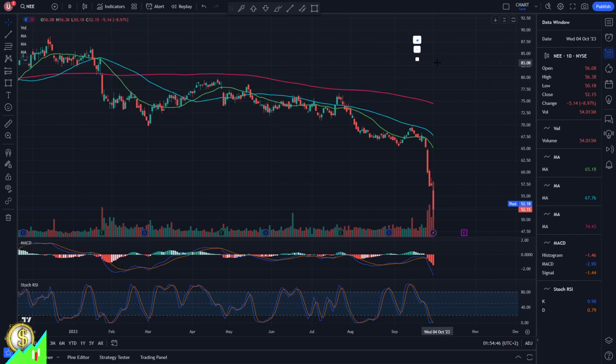Today we'll talk about NEE. The stock was showing incredible decline and finishing at 52.15 with some sign of lower shadow here, indicating possible beginning of the volatility. And the question is how to trade here.